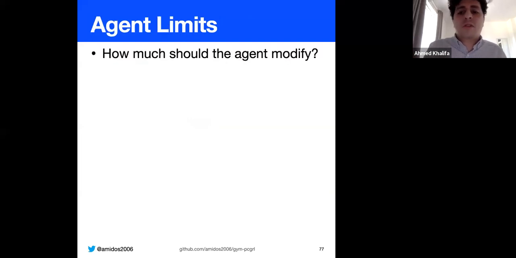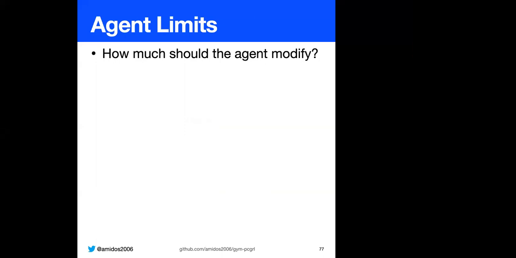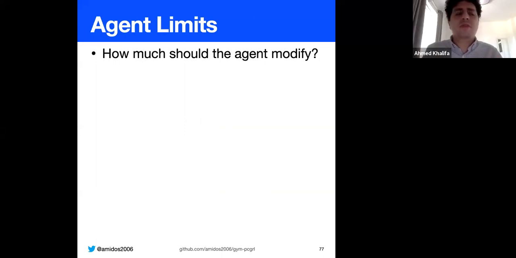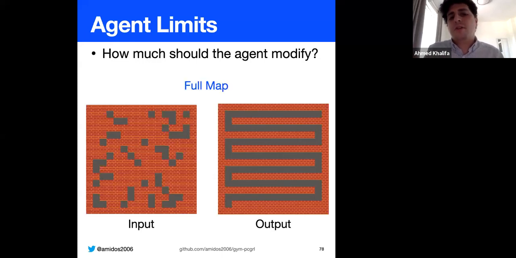Then we started training the network, but we had a question to answer first. How much should the agent modify from the map? Should it modify everything on the map, giving it the power to do that? And that was our first intuition. We did a small experiment doing that on the binary game, and as you can see, it was pretty perfect. It finds the best level ever, which is this zigzag level in binary, which means everything is totally connected and the path length is very long. You can't find anything longer than that.